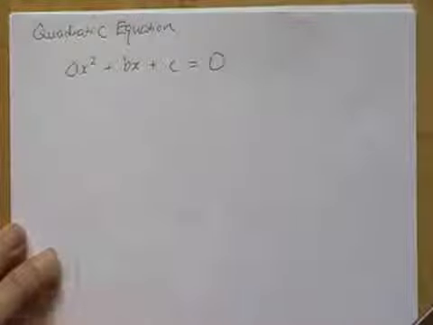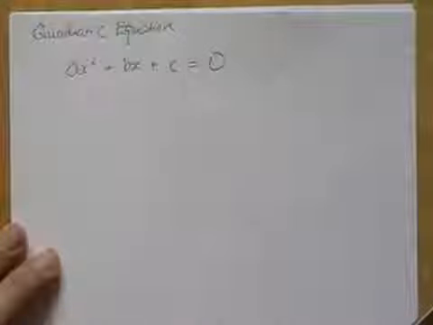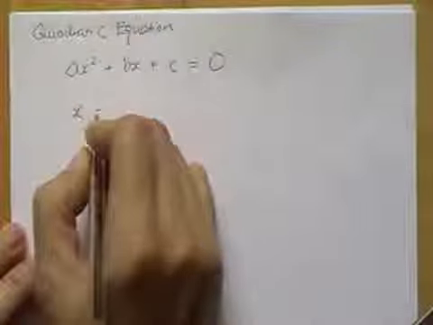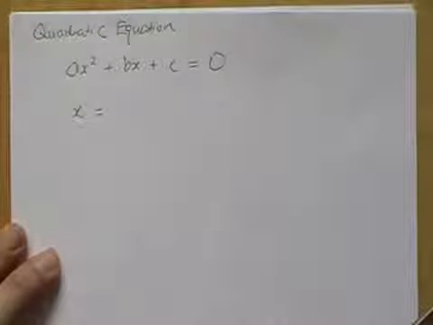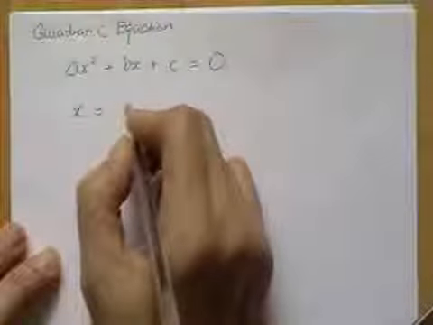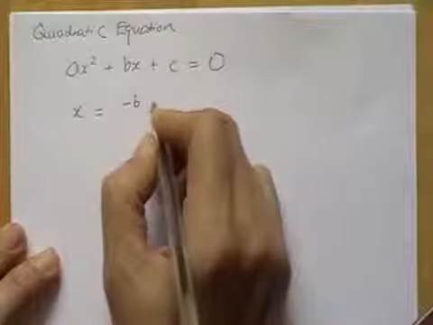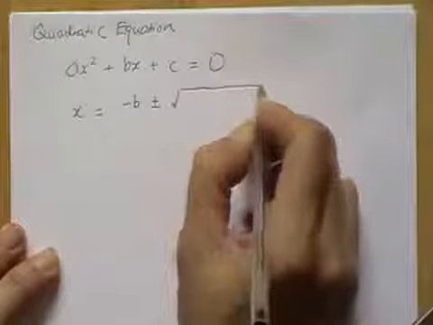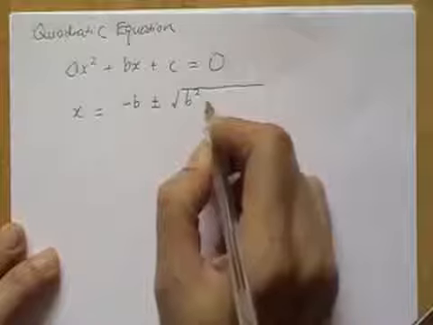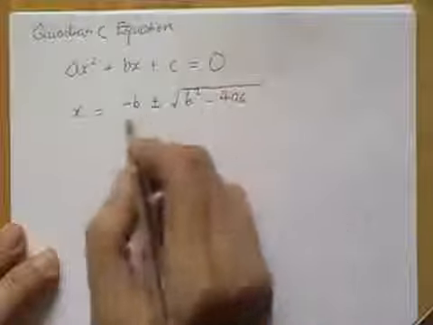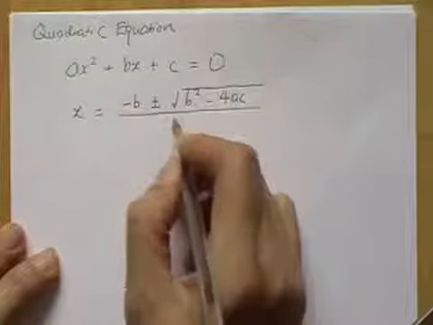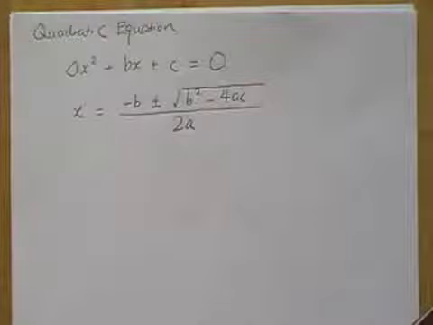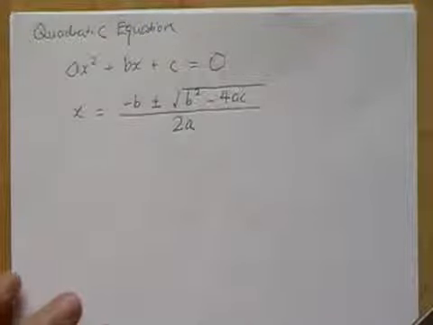Now the solution for this equation is usually given in textbooks in this form: x equals minus b plus or minus the square root of b squared minus 4ac, over 2a. Now how does this formula come about?